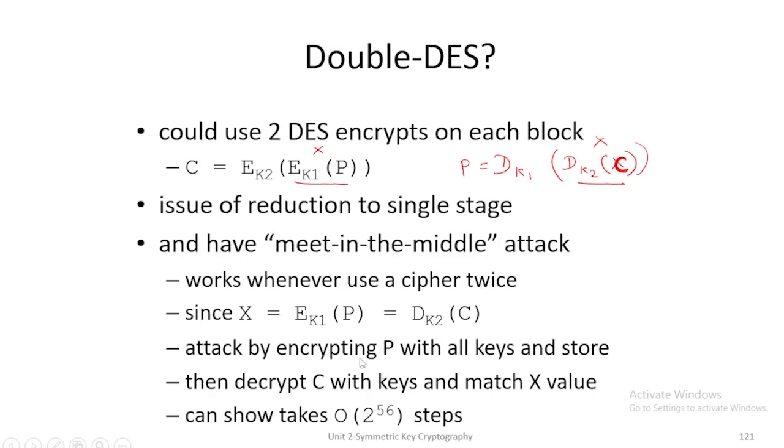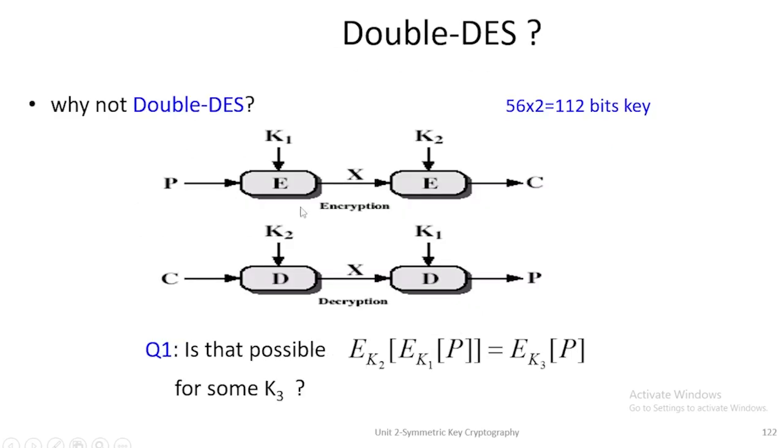So an attack is also possible by encrypting P and decrypting C with these key values. The attacker needs to find K1 and K2 with the help of plain text and ciphertext values. This is the diagrammatic representation of implementing double DES.